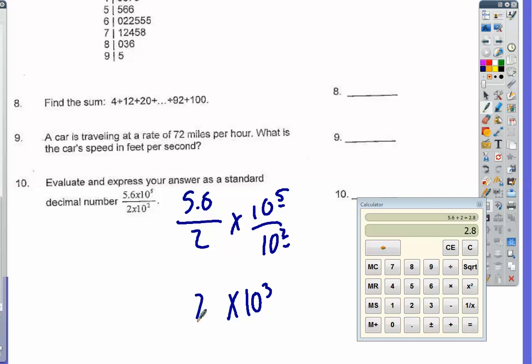Sometimes when the decimal place moves, it's an issue. But so now we have 2.8 times 10 to the 3rd, and we want standard notation. That's like a number that you would normally have. So 10 times 10 times 10, and we're going to multiply it by 2.8. Okay. And there you have it. We are done.